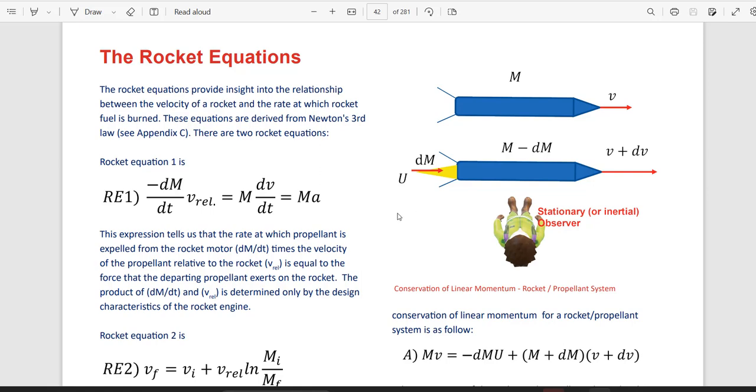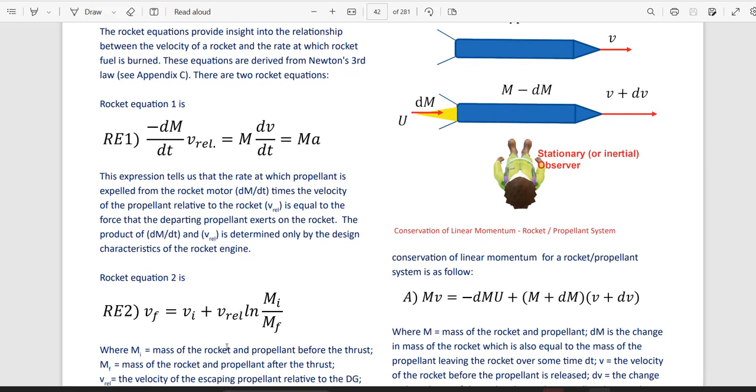Okay, so there are two rocket equations, this one and this one. This expression tells us that the rate at which propellant is expelled from the rocket, dm/dt, times the velocity of the propellant relative to the rocket, v_rel, is equal to the force that the departing propellant exerts on the rocket. The product dm/dt times v_rel is determined only by the design characteristics of the rocket engine.